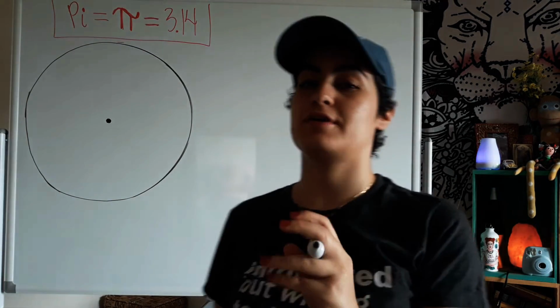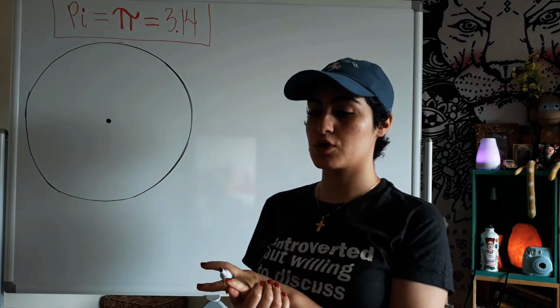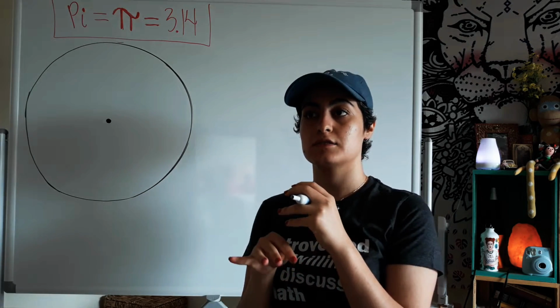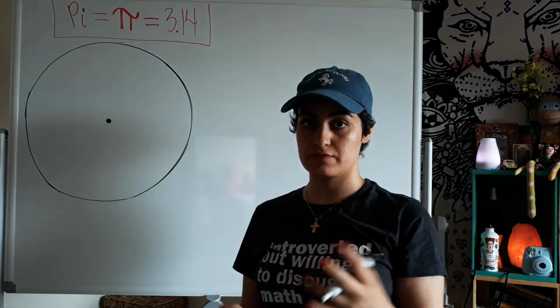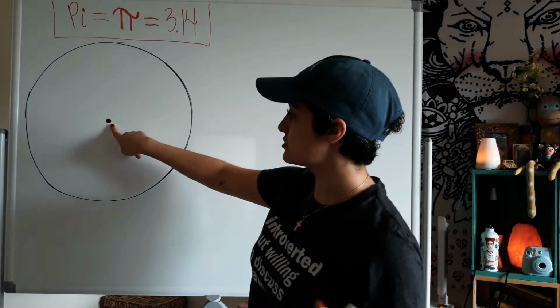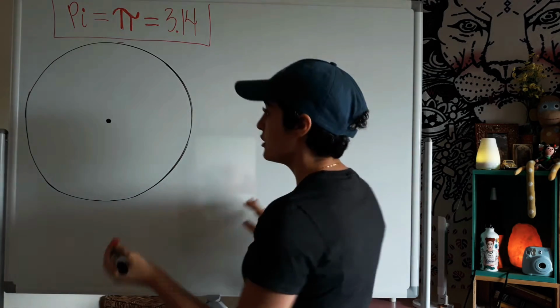So today we're going to be talking about the basics of circles, and we're going to go over the parts of a circle and the basic formulas for a circle. So first, I drew a circle for you, and here's the center. We're just going to go over the parts of a circle first.